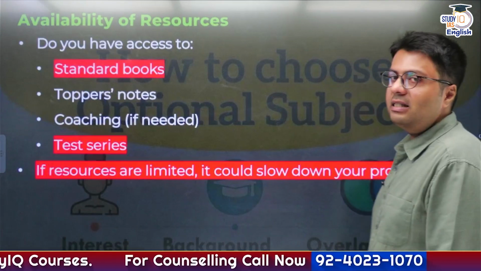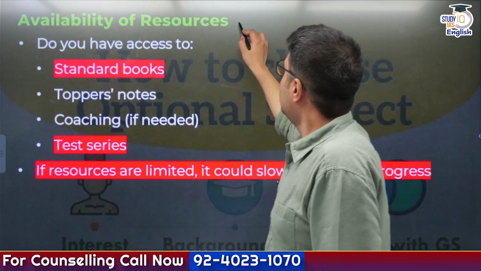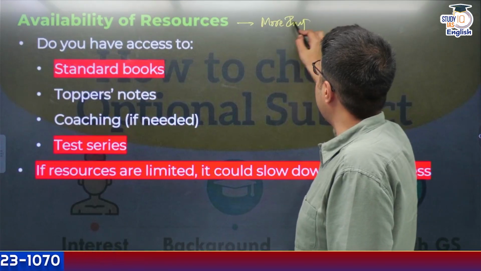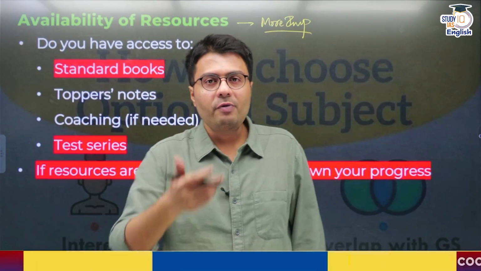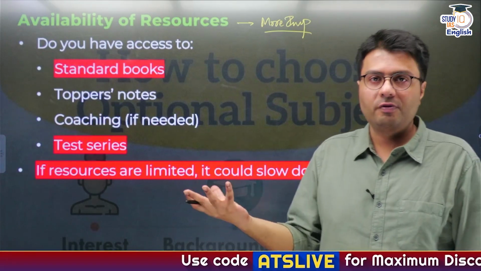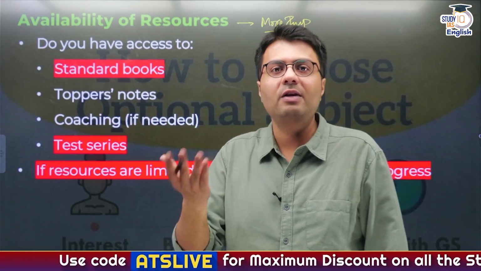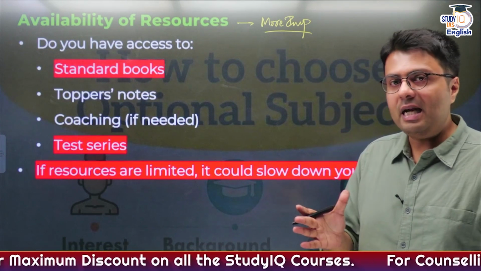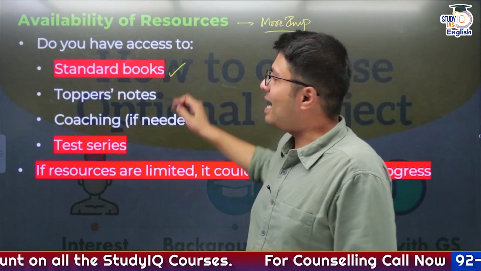Now the next criterion is the availability of resources. I say that this is one of the more important factors, and you know why, I'll tell you. First of all, when you're preparing for an optional subject, you need an advanced level of knowledge of that subject. You can't just make do with GS level knowledge or superficial knowledge. So to have a better understanding of your optional subject, you'll have to rely on standard textbooks.